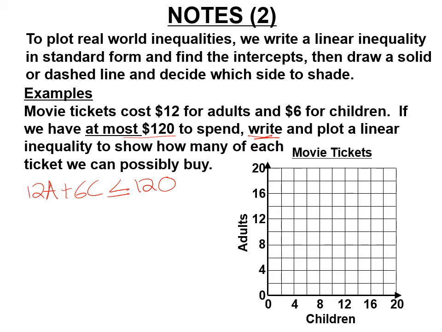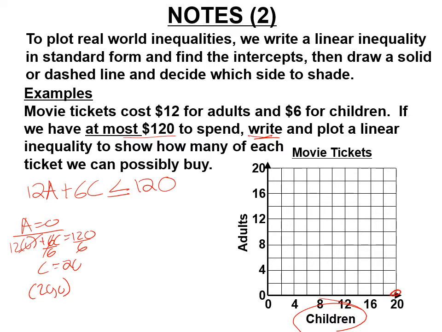So let's plot it. If A equals 0, we have 12 times 0 plus 6c, and you do this with an equal sign. Divide by 6, c equals 20. C is on the bottom, so 20, 0 is our intercept there, way over here. So if no adults go, for 120 bucks, we can have 20 children go. Now, it would be a little crazy, but maybe. Depends on the age, I guess, of the children.